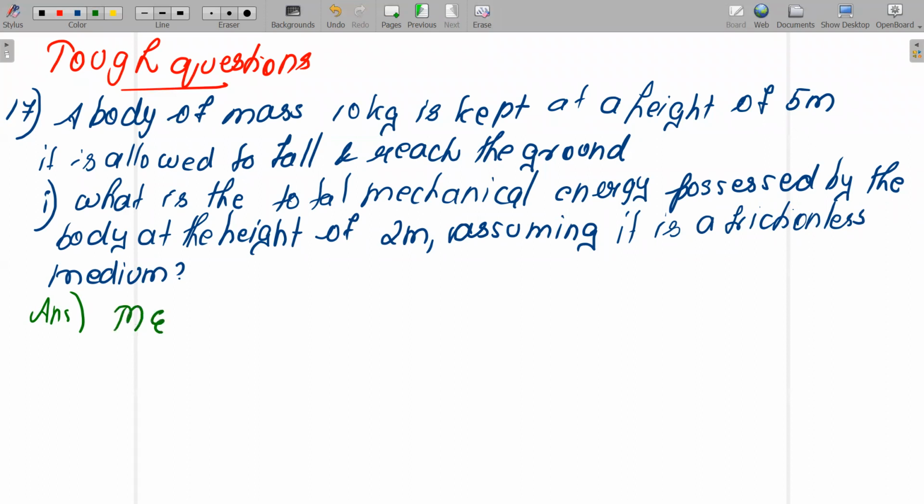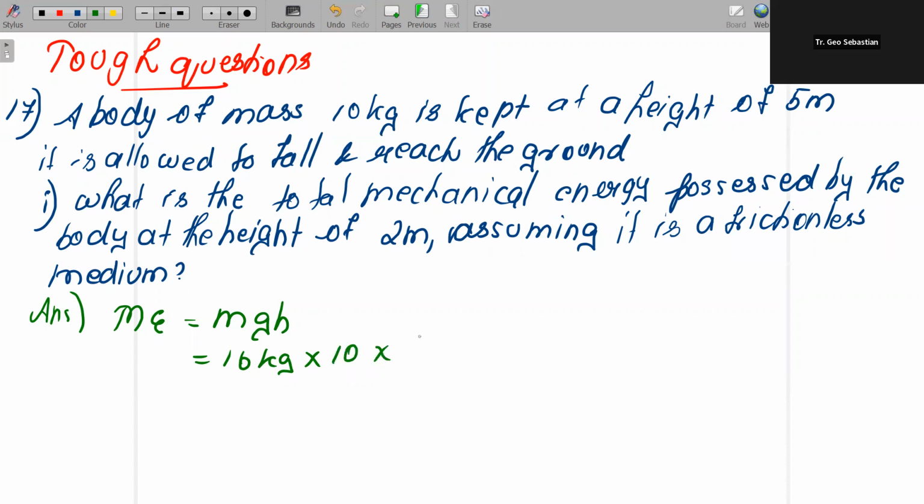What is the equation? Mechanical energy is equal to mgh. The question is very big. What is the mass, children? 10 kilogram. What is the acceleration due to gravity? If it is not given, you can take it as 10 only. What is the height? 5 minus 2. Height is 5, it's given. 5 only we can take.